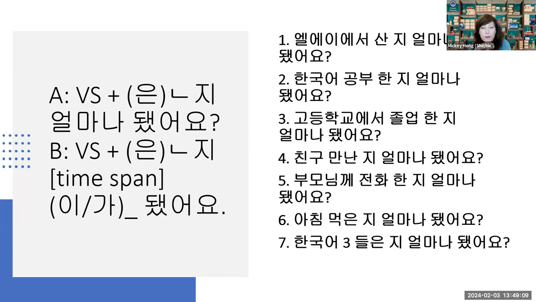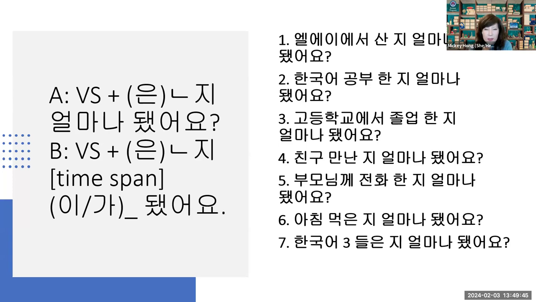If you have a blended or in-person hybrid class, you'll be asking your partner this question and answering them back. LA에서 산지 얼마나 됐어요? How long has it been since you lived in LA? 한국어 공부한 지 얼마나 됐어요? How long has it been since you studied Korean? 고등학교에서 졸업한 지 얼마나 됐어요? How long has it been since you graduated from high school?